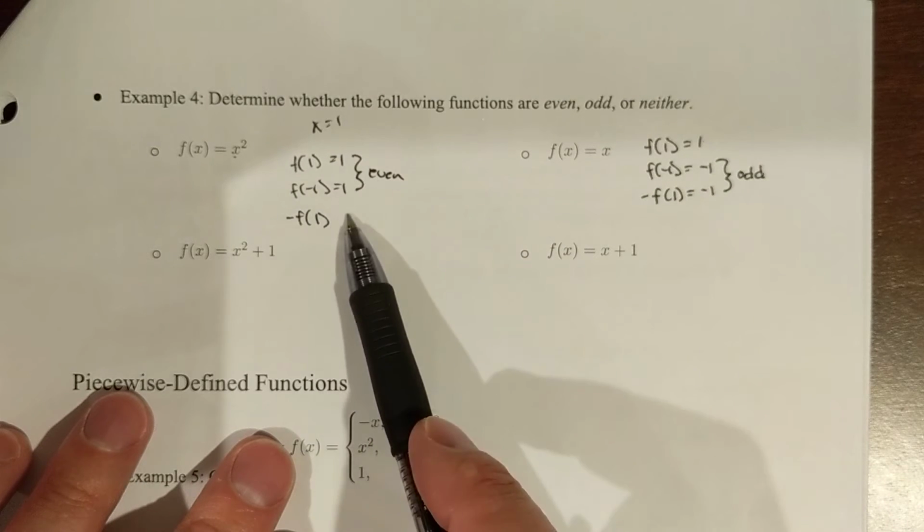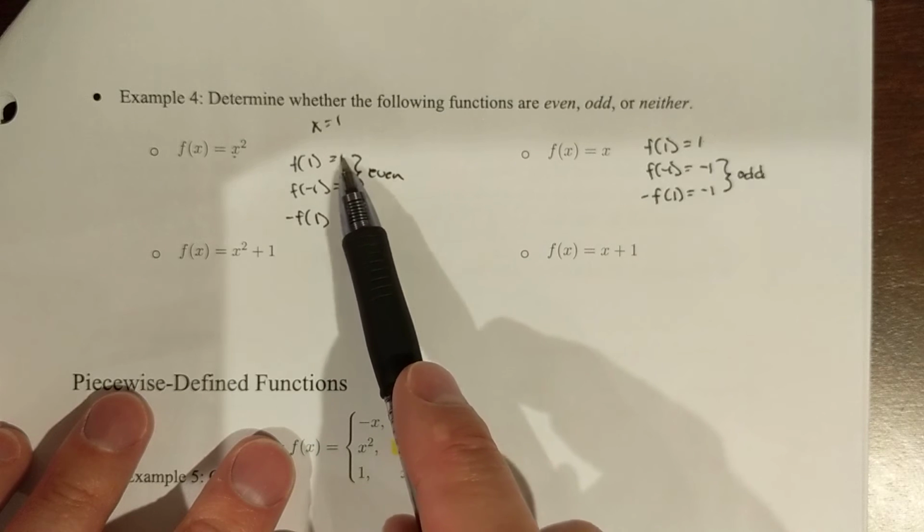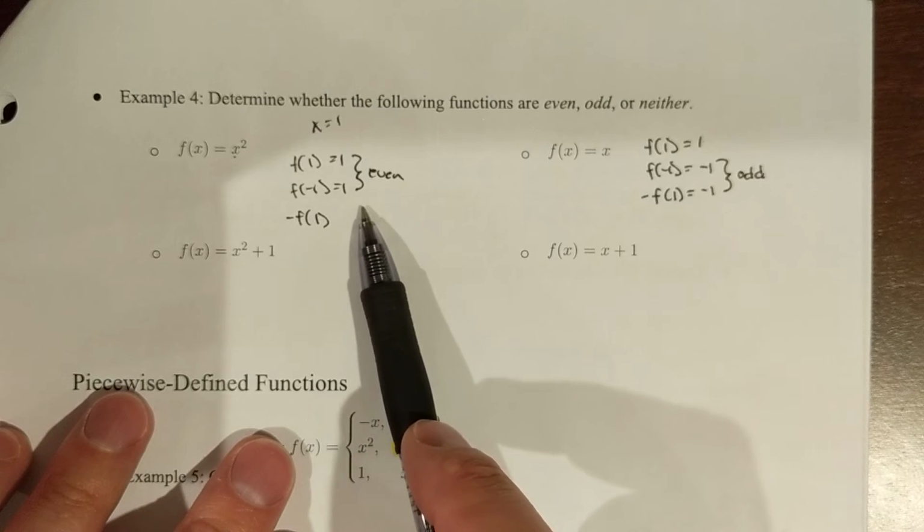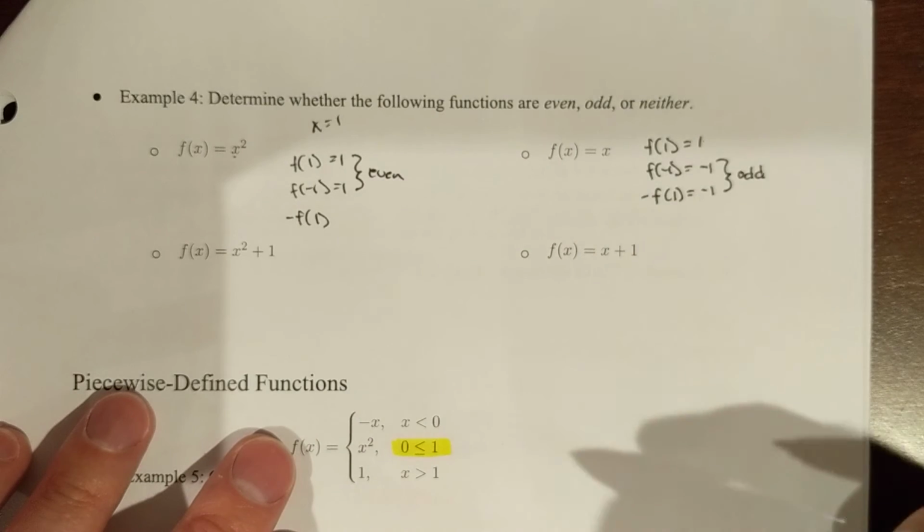Now the one thing you have to be careful of is you cannot use a number that gives you 0 here on the right hand side, because if there's 0, 0 and -0 are the same, and you may end up with all 3 values being the same. So if you plug your number in and you get 0, you need to choose a different value.